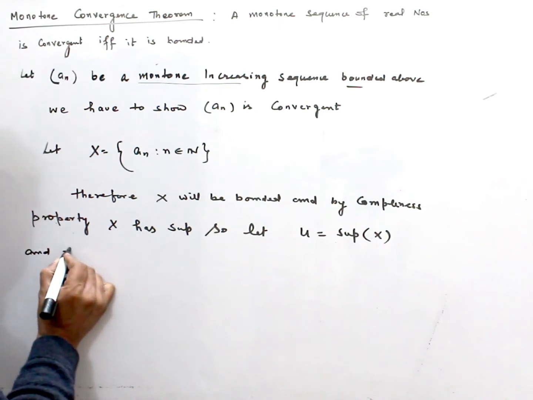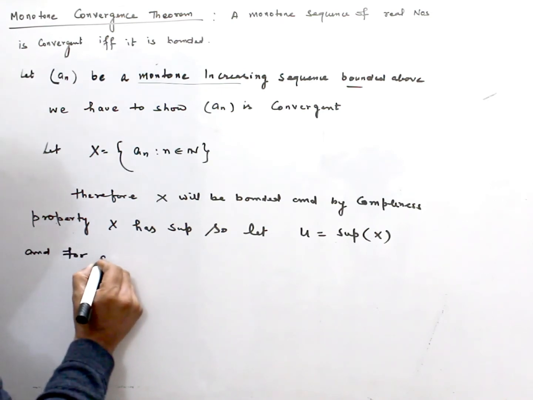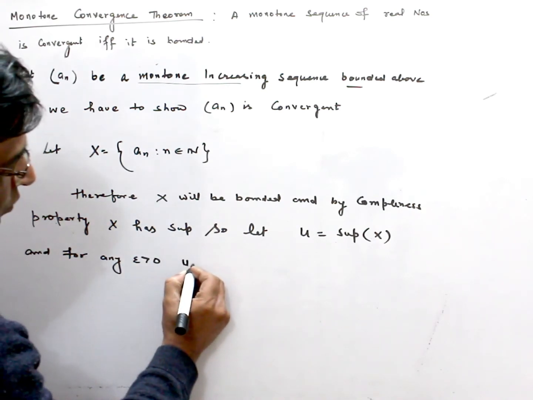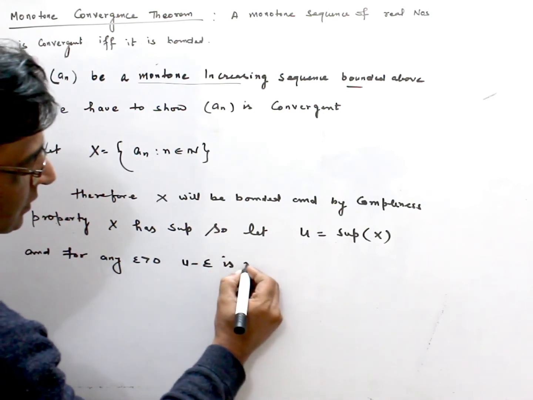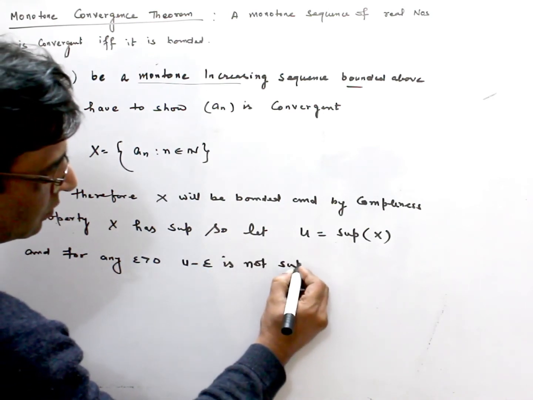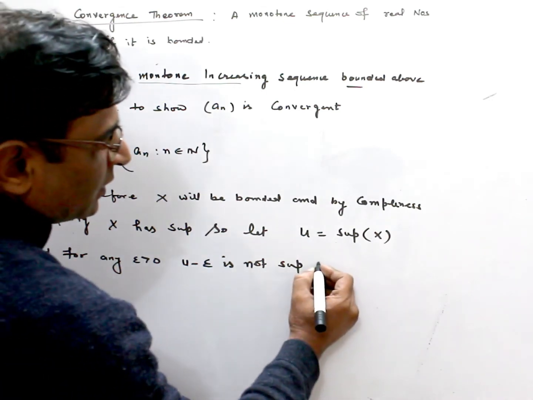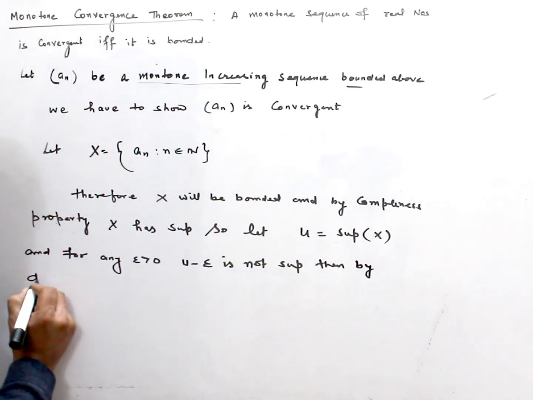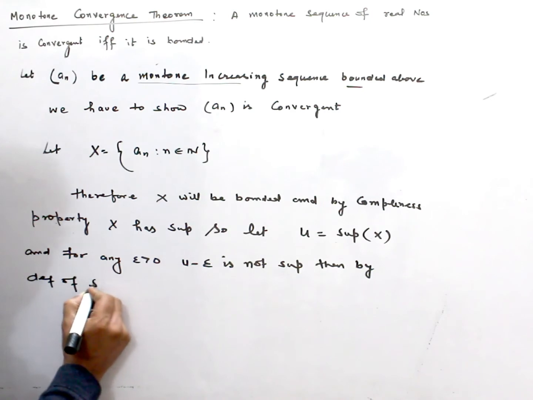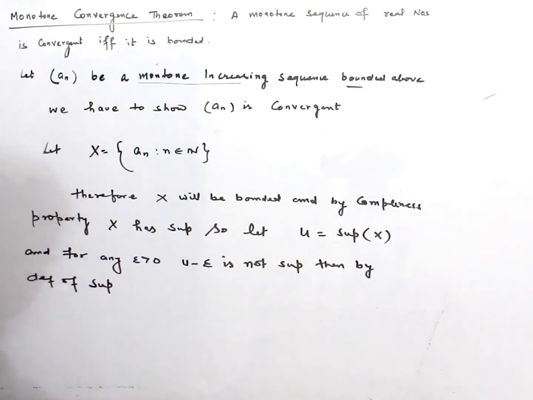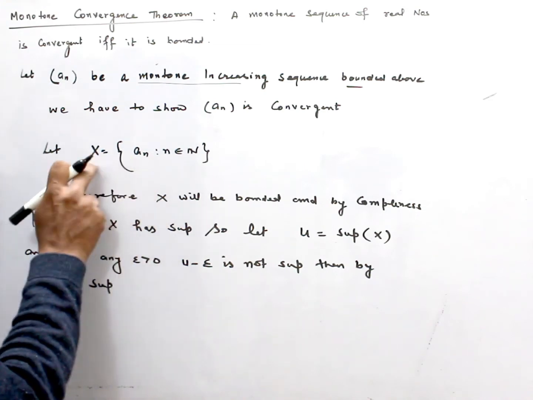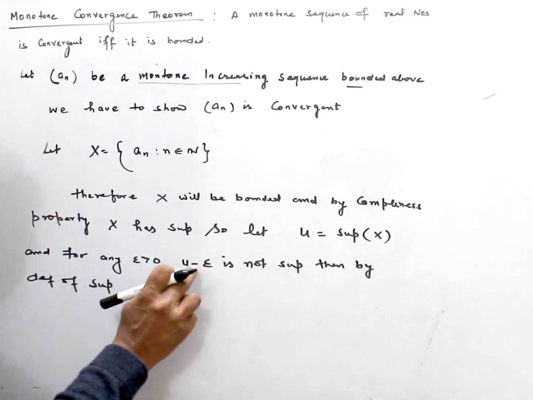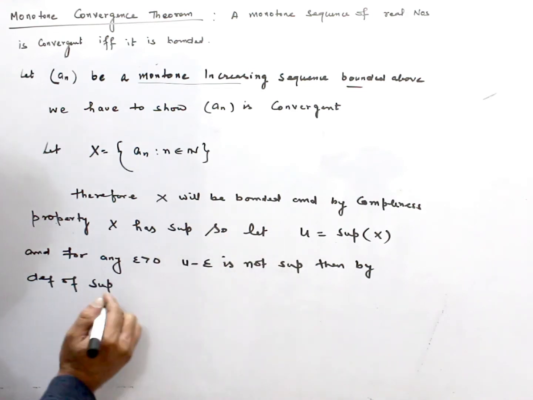Then for any epsilon positive, U minus epsilon is not the supremum, then by the definition of supremum, there exists some element of X which will lie between U minus epsilon and U.